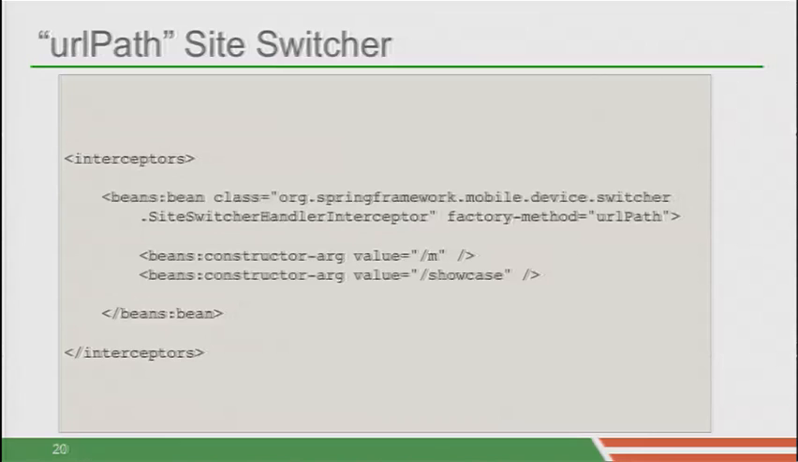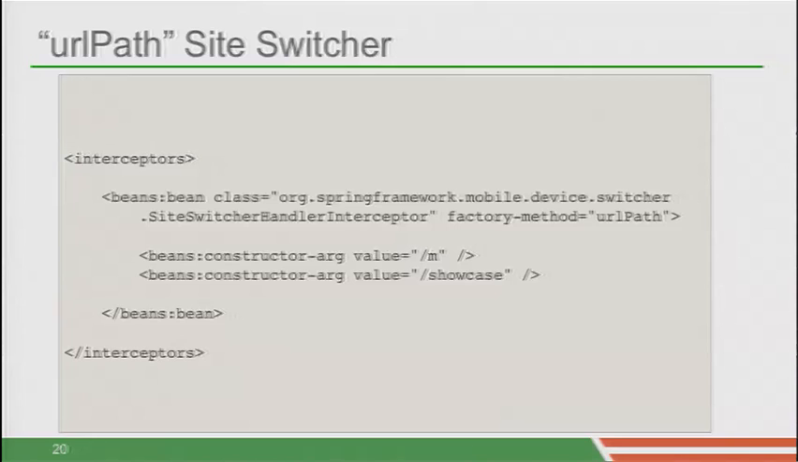And finally, the URL path site switcher configuration. Again, it's another factory method. It's called urlPath, and you can pass it a value for the mobile site. In this case, it's /m, but this can be really whatever you want. Some of my examples and showcases have /mobi or /mob, but you can make that whatever you like.